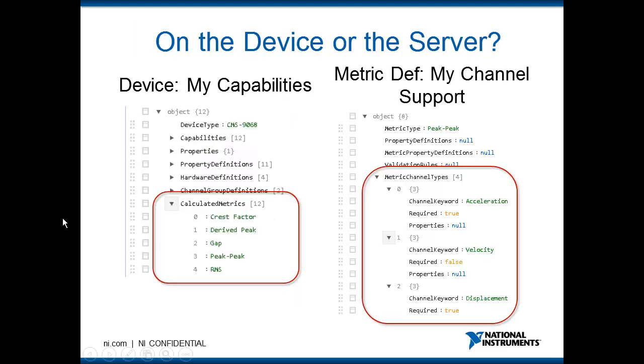Again, we saw this in the last video. Briefly, we opened up the calculated metrics section in the device definition, and we saw explicit mentions of metric components. If we open up instance definitions, then we will see keyword declarations for valid channels.